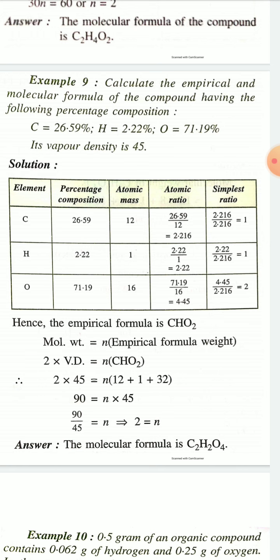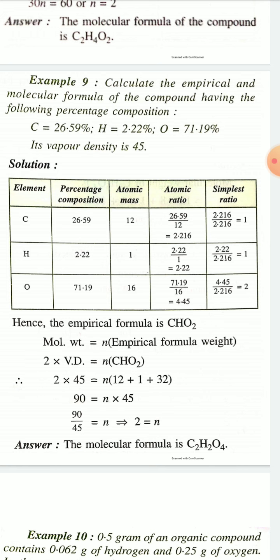Carbon 26.59%, hydrogen 2.22%, and oxygen 71.19%. And now to obtain the atomic ratio, you have to divide the percentage composition of each element by their atomic mass. So atomic ratio of carbon becomes 26.59 divided by 12, which is 2.216. Atomic ratio of hydrogen is 2.22 divided by 1, that is 2.22. Similarly, atomic ratio of oxygen is 71.19 divided by 16, that is 4.45.